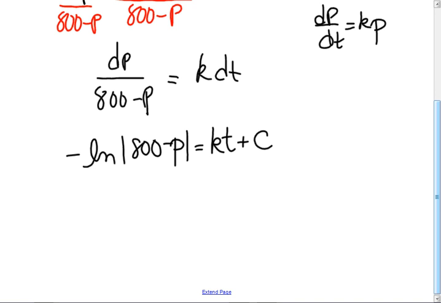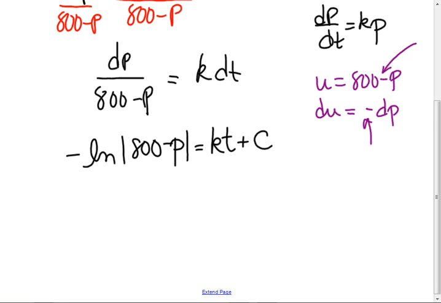If you do the u substitution, it's easier. If you let u equal 800 minus p, then du is equal to negative dp. So it's because of the chain rule right in there, because of that negative sign. And can you solve that for p?